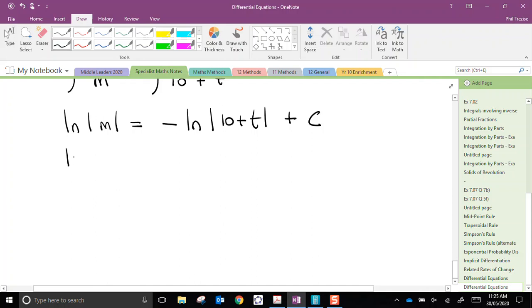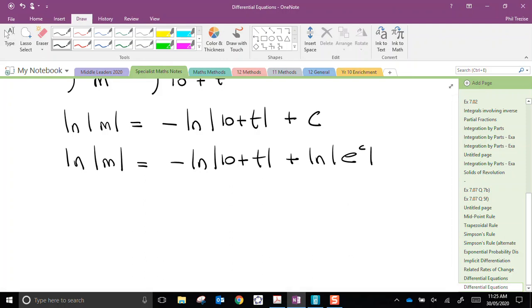Well, there's any number of ways that we could go about rearranging this to find m. But I might do this. I might go negative ln 10 plus t. And I think I might write this as the ln of e to the power c, because that's really just plus c after all. Now, it might be simpler if I go let some new constant k equal e to the power of c. So this is just really ln of a number k.